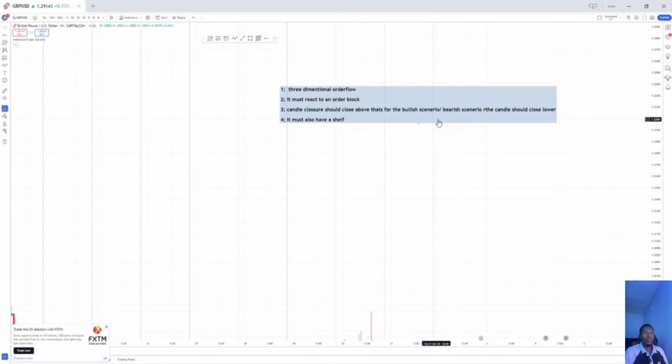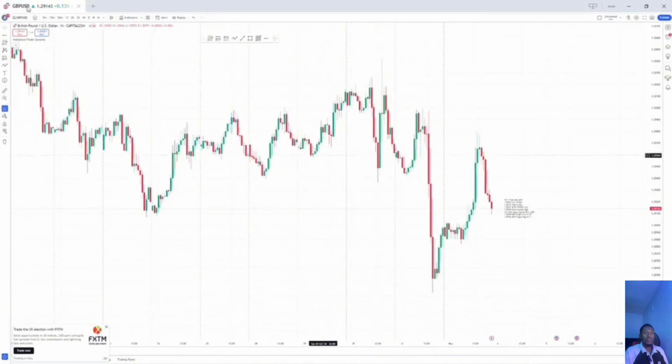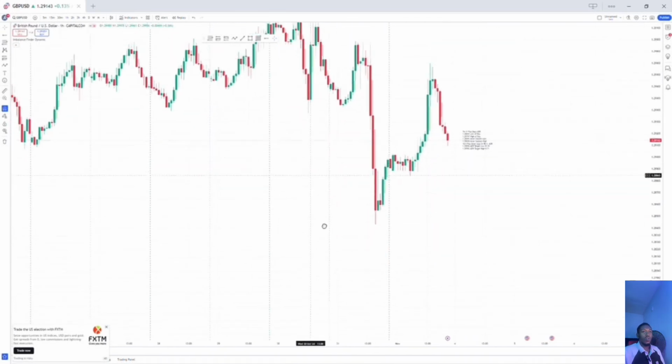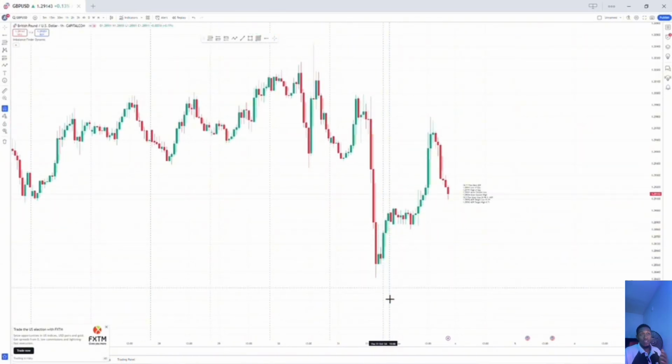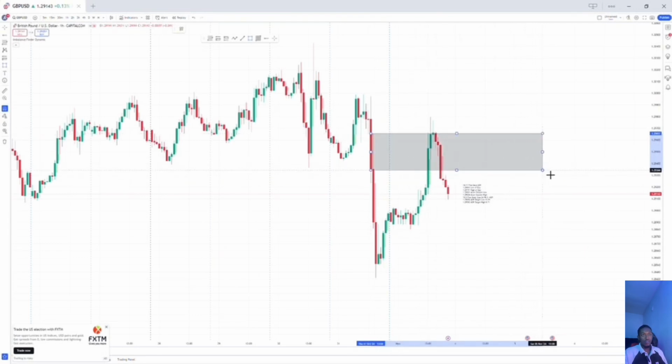So this is a chart on GBP USD. As you can see, you can spot a three-dimensional order flow here, which was the bearish fair value gap. Automatically, this fair value gap has all the details. It has all it takes. It's a valid fair value gap because firstly, this was the fair value gap area. Most traders mark out the whole candle, but I choose to use just the fair value gap area. So this is a three-dimensional order flow.